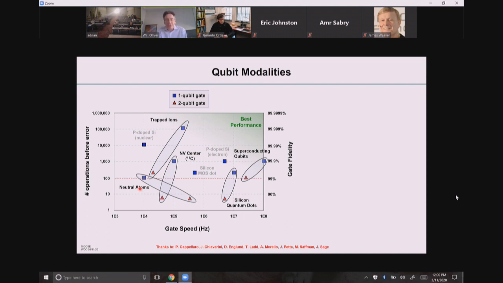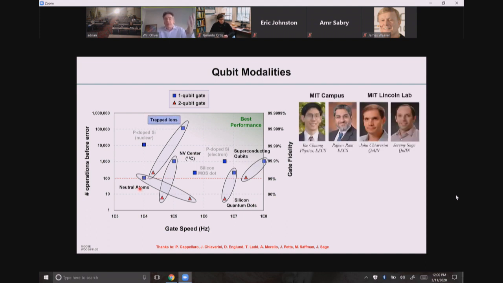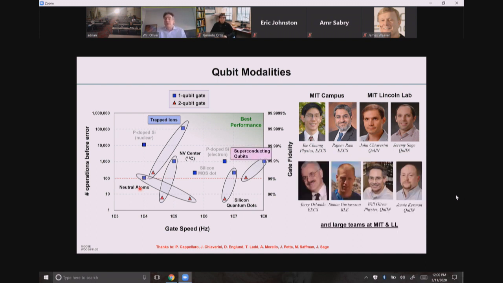The 2 leading candidates today are trapped ions, and here are some of my colleagues here at MIT and Lincoln Lab who work on it, and superconducting qubits, which is my own field of research along with my colleagues. If I had to say in a nutshell what we're researching today, trapped ions are trying to make their gates faster, and they're also trying to improve the 2 qubit gate fidelity. Superconducting qubits are already pretty fast, so we're just trying to improve our fidelity. In both cases, though, we're basically at or above this threshold line. So we're in the regime where we can start to think about quantum error correction.